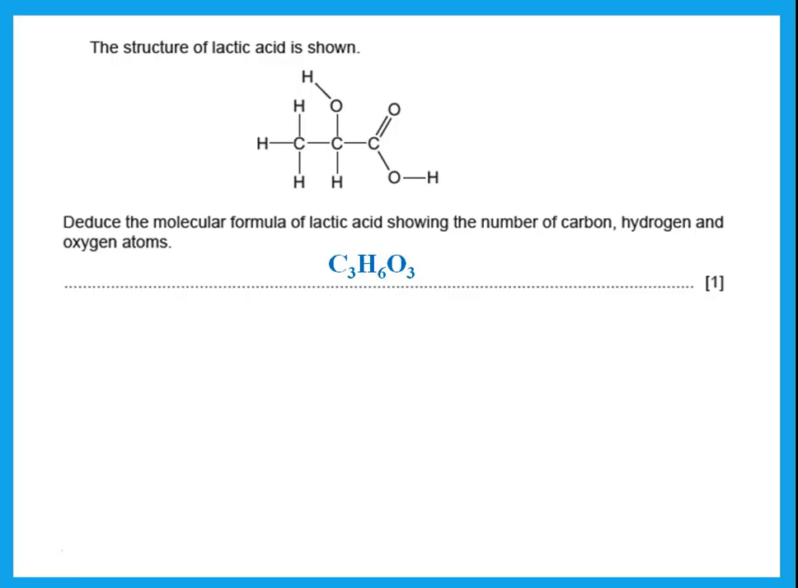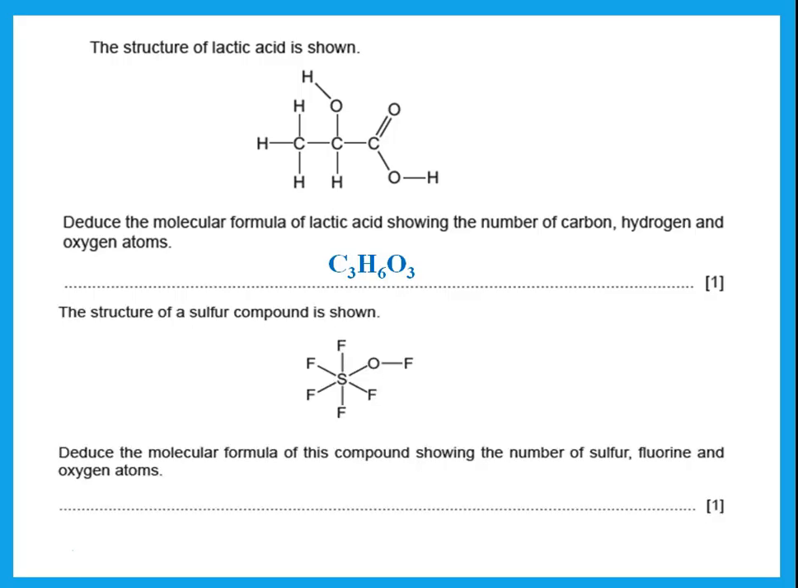So this is C3H6O3. This is another one. Deduce the molecular formula of this compound. So this is just 1 S, 6 fluorines, and 1 oxygen. In this case, the order of the F and the O doesn't make a difference.